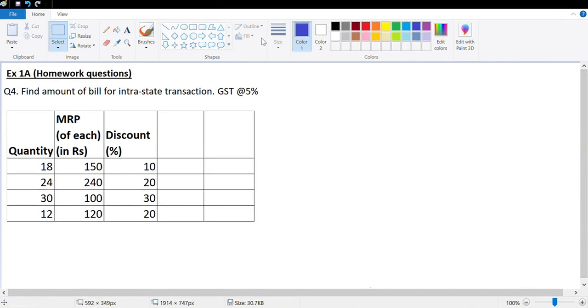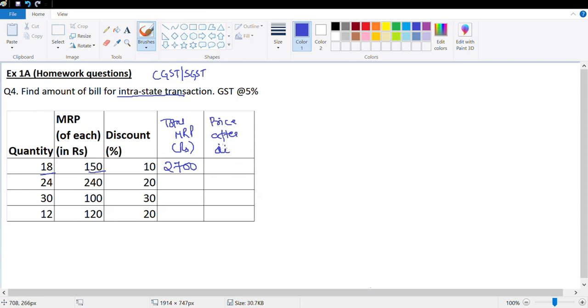Okay, let's look at question number 4, which was given for homework. It says find the amount of the bill for intrastate, which means we are looking at CGST and SGST separately. The quantity is 18, the MRP of each is given, and the discount for each is given. So let's calculate the total MRP of the quantity. Total MRP in rupees would be 150 into 18, so that's 2700.